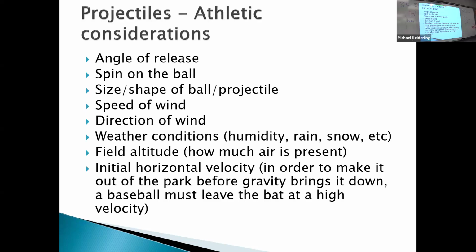And then the initial horizontal velocity. In order to make it out of the park, for example, before gravity brings it down, a baseball has to leave the bat at some high speed. It needs to be moving fast enough. And what the required speed is, is based on all these other factors.